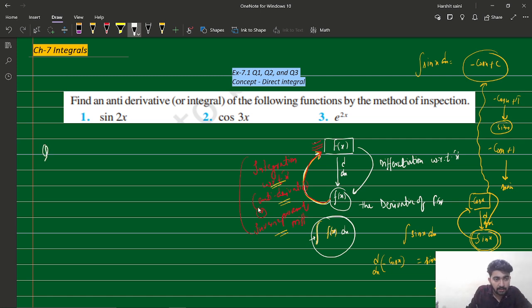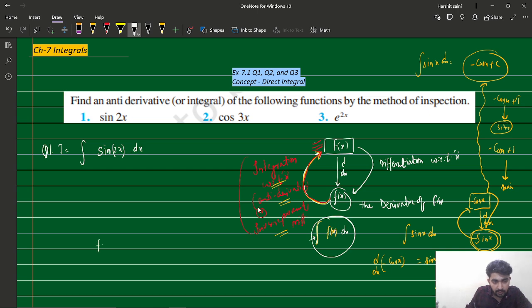Question number 1 is: find an antiderivative or integral of the following function by the method of inspection only. That means we can write I equals the integral of sine 2x dx. How can we integrate this? Actually, here you can write this in rough.